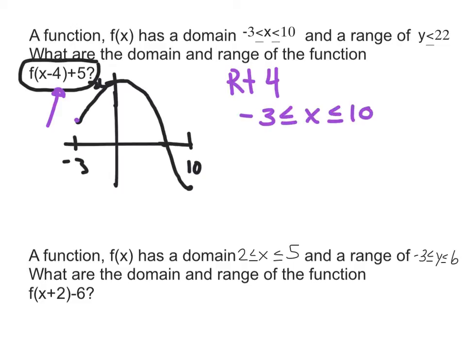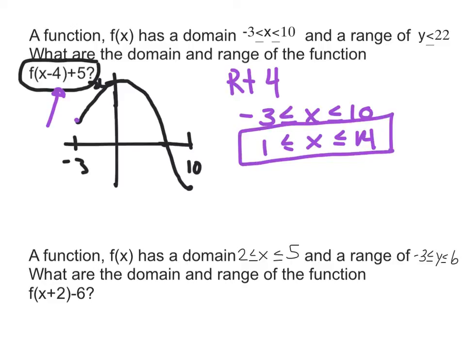You've got it. We're going to add 4, and I'm going to say my smallest x value is going to be 1, because I'm taking this point at -3 and I'm shifting it right 4. If my largest x value is 10 and I have to shift right 4, my highest x value now will be 14. So there is my new domain.